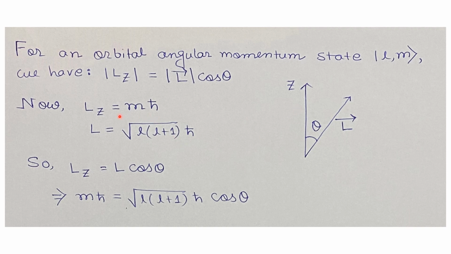Now the eigenvalue of the Lz for this |L, m> state is m h-bar, and the eigenvalue of the orbital angular momentum vector, that is L, is root over L into L plus 1 times h-bar. So we will use these eigenvalues in this equation. So we will get m h-bar equals root over L into L plus 1 times h-bar times cos theta.